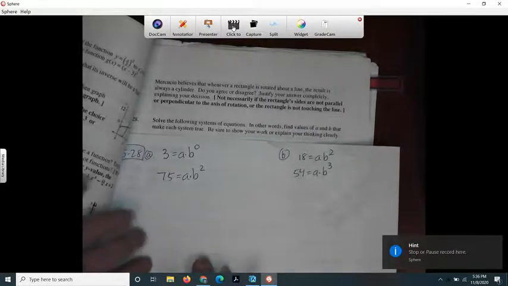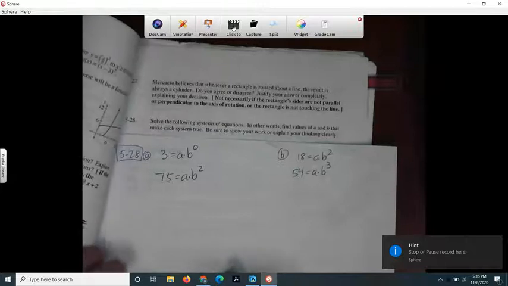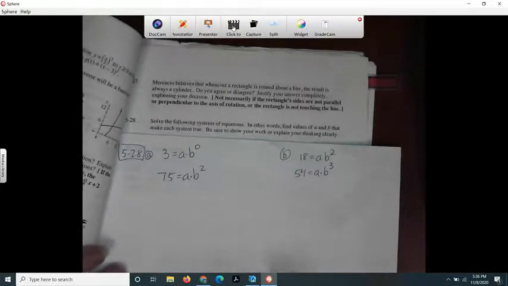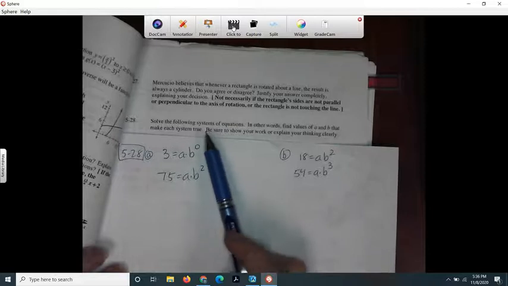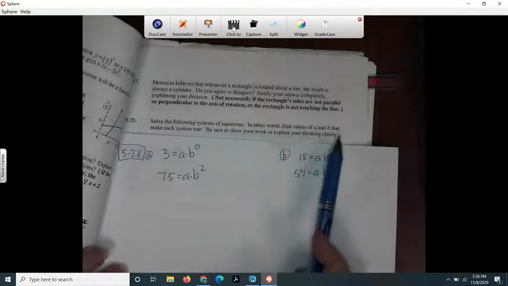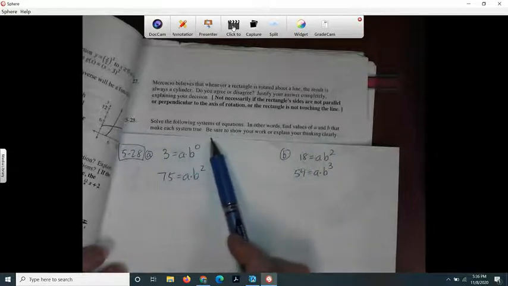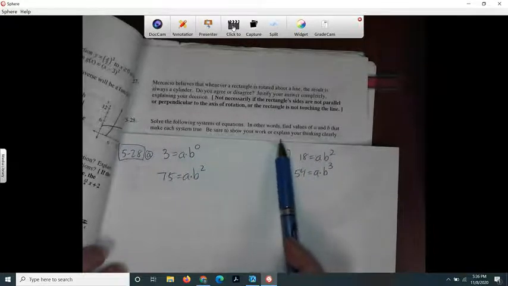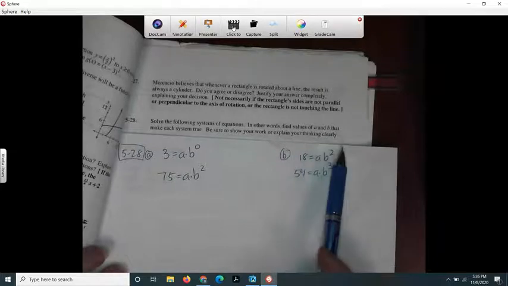This is Integrated 3. It's problem 5-28. It was a focus problem. Solve the following systems of equations. In other words, find values of A and B that make each system true. Be sure to show your work or explain your thinking clearly.